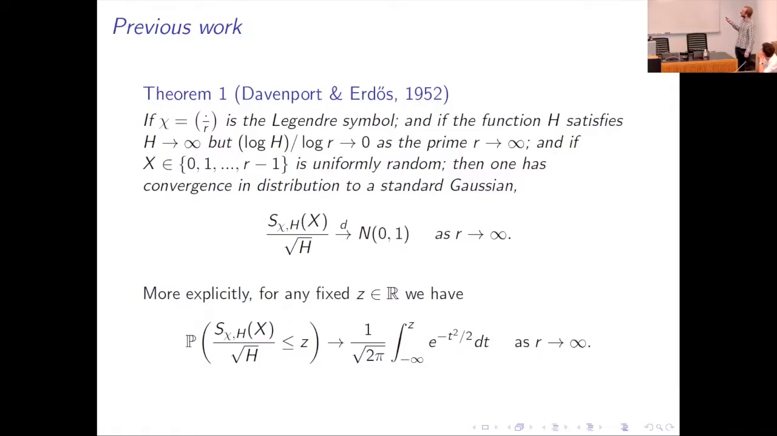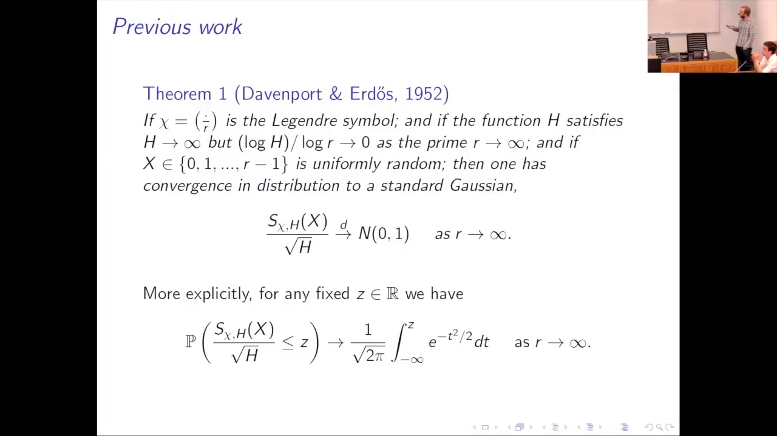But then there's also this condition that log h over log r goes to 0. So that's saying that h doesn't tend to infinity too fast, saying that h is at most r to the epsilon for any fixed epsilon. Okay, so we'll come back to that later. But under that condition, they get what I guess is the nicest possible behavior here, the Gaussian limit.